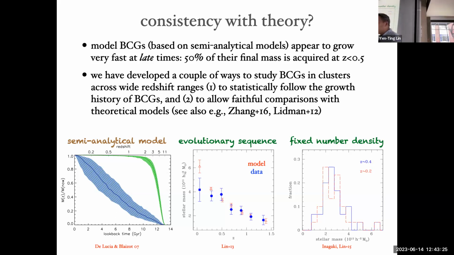To further check this behavior, we then use a fixed number density selection of clusters to study BCG stellar mass at redshift 0.4 and 0.2 using data from Sloan. Here I show the stellar mass distribution at these two redshift ranges, epochs. And we hardly see any evolution of the distribution, while the theoretical model from Guo et al. 2013 predicts at least 30% evolution.